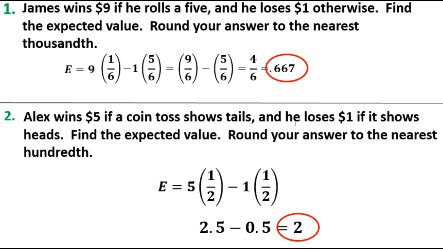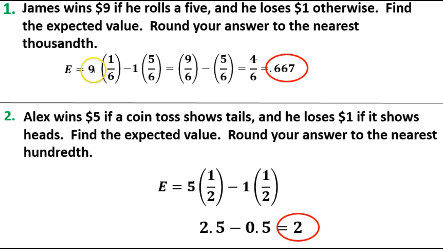Okay, this one you rolled. If James, excuse me, rolled a 5, so we go. He gets $9. So 9 would be our expected value times 1/6, because his probability of rolling a 5 is 1/6. Otherwise, he loses $1. So that's why we do our minus here. He loses $1. Minus 5/6, because there are 5 possibilities in which he will lose.